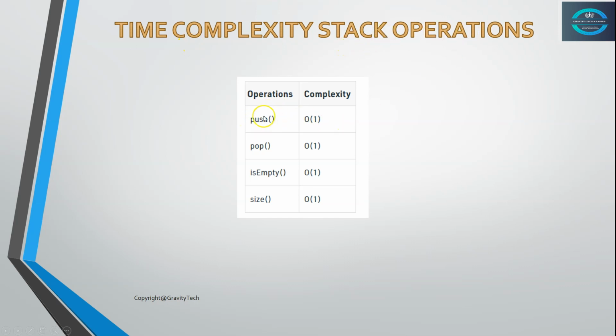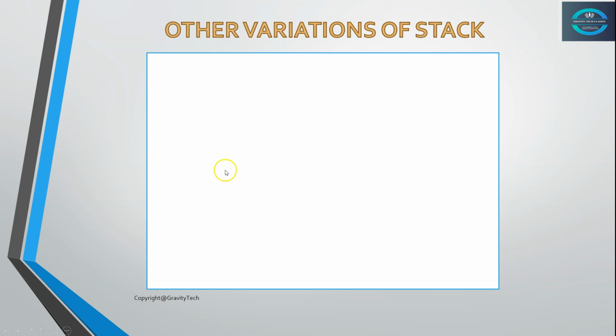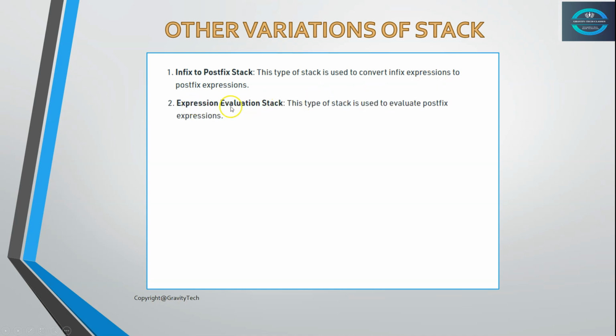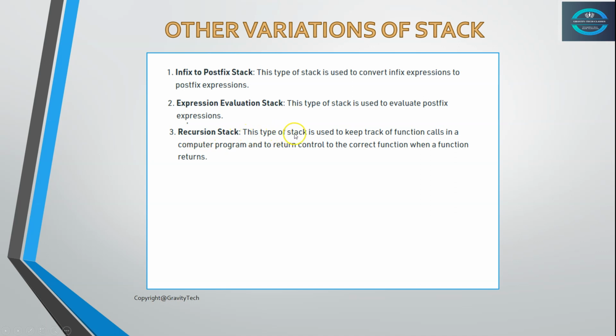If you look at the time complexity of push, that is big O of 1. Pop, big O of 1. IsEmpty, big O of 1. Size, big O of 1. What are the other variations of the stacks? So a stack is used for infix to postfix. This type of stack is used to convert the infix expressions to the postfix expressions. Evaluation stack, expression evaluation. This type of stack is used to evaluate the postfix expressions. Recursion stack. This type of stack is used to keep track of function calls in a computer program and to return the control to the correct function when the function returns.